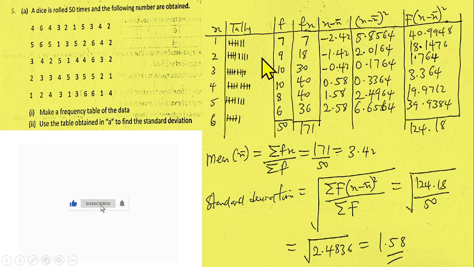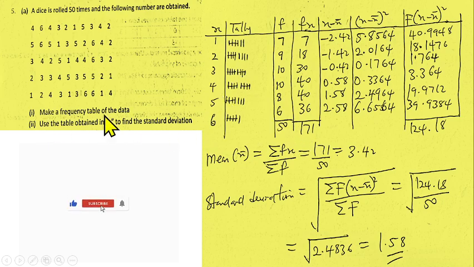So f is frequency. Then you have 5 plus 2, that gives us 7. 5 plus 4 is 9. 5 plus 5 is 10. 5 plus 5 is 10. 5 plus 3 here is 8. 5 plus 1 is 6. So from here to this frequency, that's the frequency table they ask you to prepare.